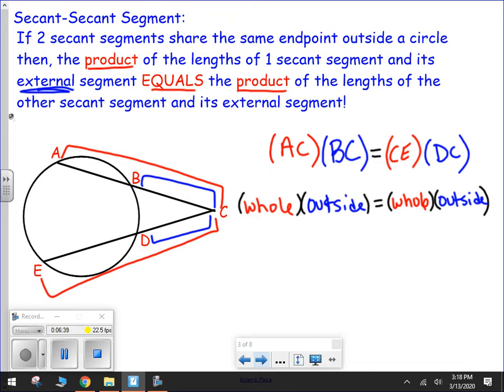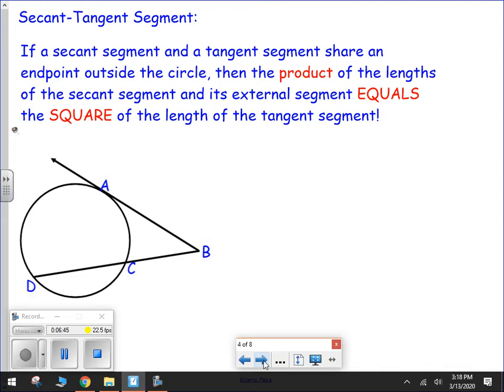Our next theorem is a secant-tangent segment. If a secant segment and a tangent segment share an endpoint outside the circle, then the product of the lengths of the secant segment and its external segment equals the square of the length of the tangent segment. I'll show you why it's a square, but please fill these words in on your guided notes.